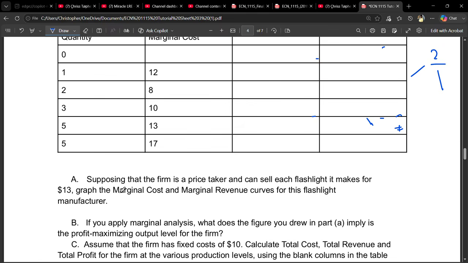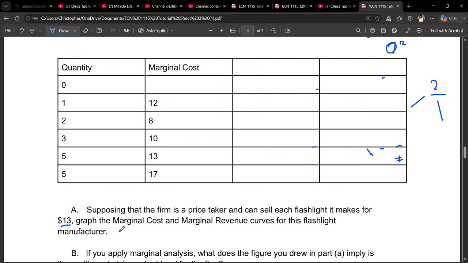Question A is saying that supposing that the firm is a price taker, so still in the perfect competition is a price taker and can sell each flashlight it makes for $13. Graph the marginal cost and marginal revenue curves for this flashlight manufacturer. So we're going to consider the marginal cost that we have and the quantity that we have here.